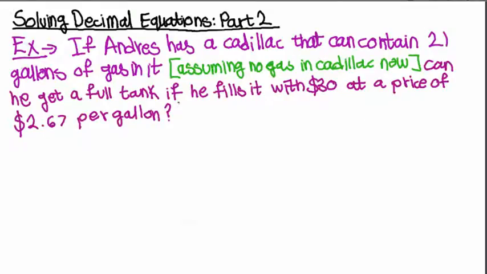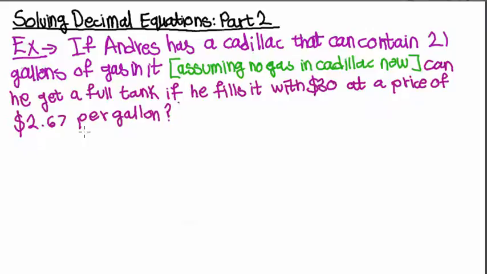So in this problem over here, I have that if Andres has a Cadillac that can contain 21 gallons of gas in it, assuming that there is no gas in the Cadillac right now, can he get a full tank if he fills it with $30 at a price of $2.67 per gallon?